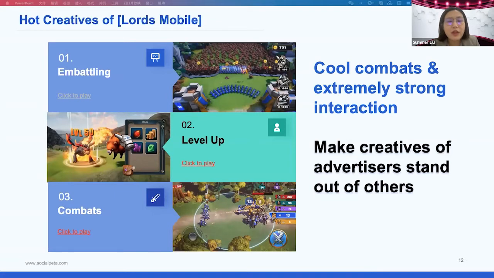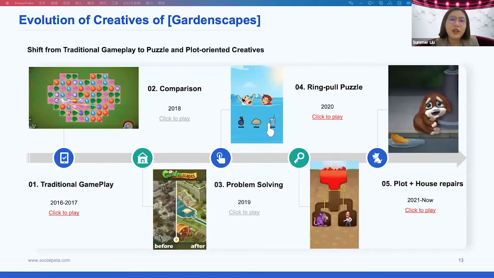The very first one, on the top, demonstrates the army lining up, which is also the core of strategy. The middle one demonstrates the character level up. And the third one is the combat angle. Most of these hot creatives have combat elements because they give a strong interaction stimulus, attracting more players to download this game.